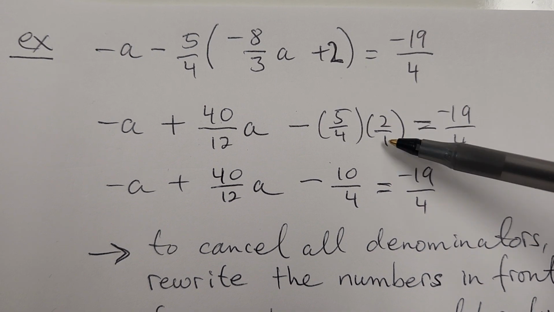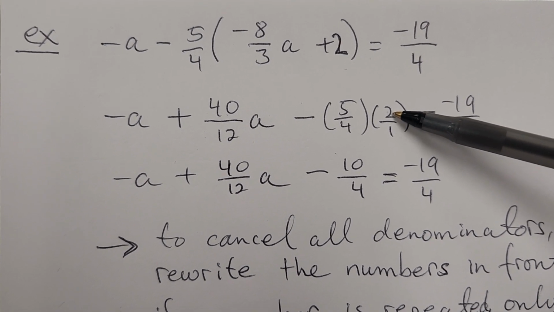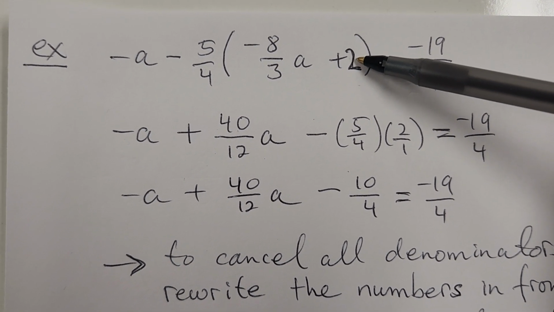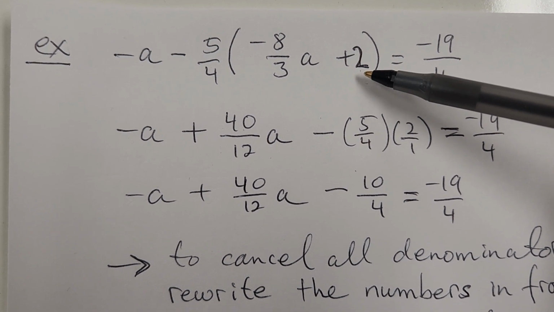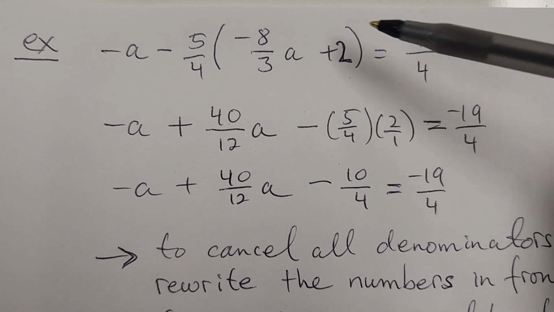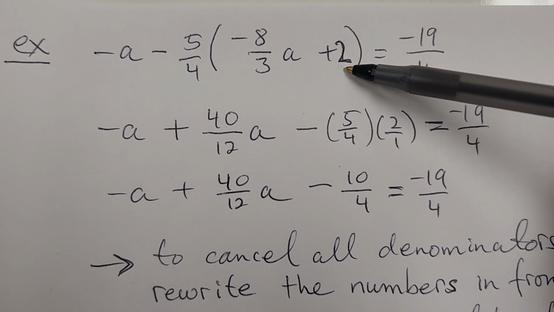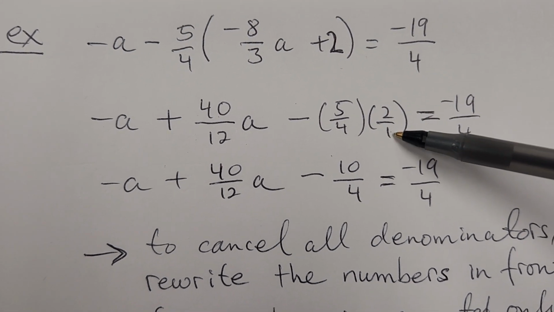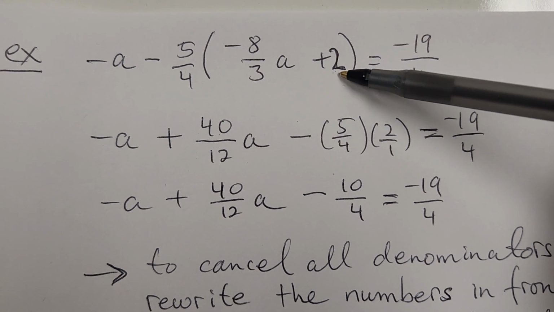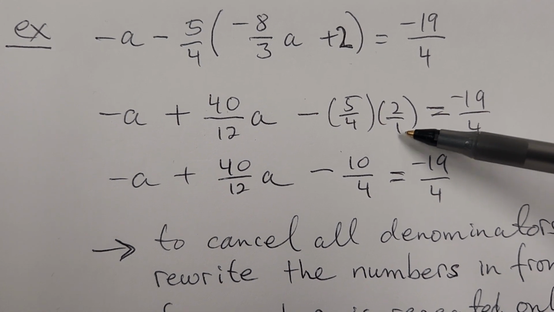Now, the reason why I put a 1 here is because this 2 does not have a number in the bottom. So if this 2 right here doesn't have a number in the bottom, always put a 1. One more time. If a number doesn't have a number in the bottom, then it is always a 1. So one more time. If a number doesn't have a denominator, it is always a 1 underneath. So there's always a 1.